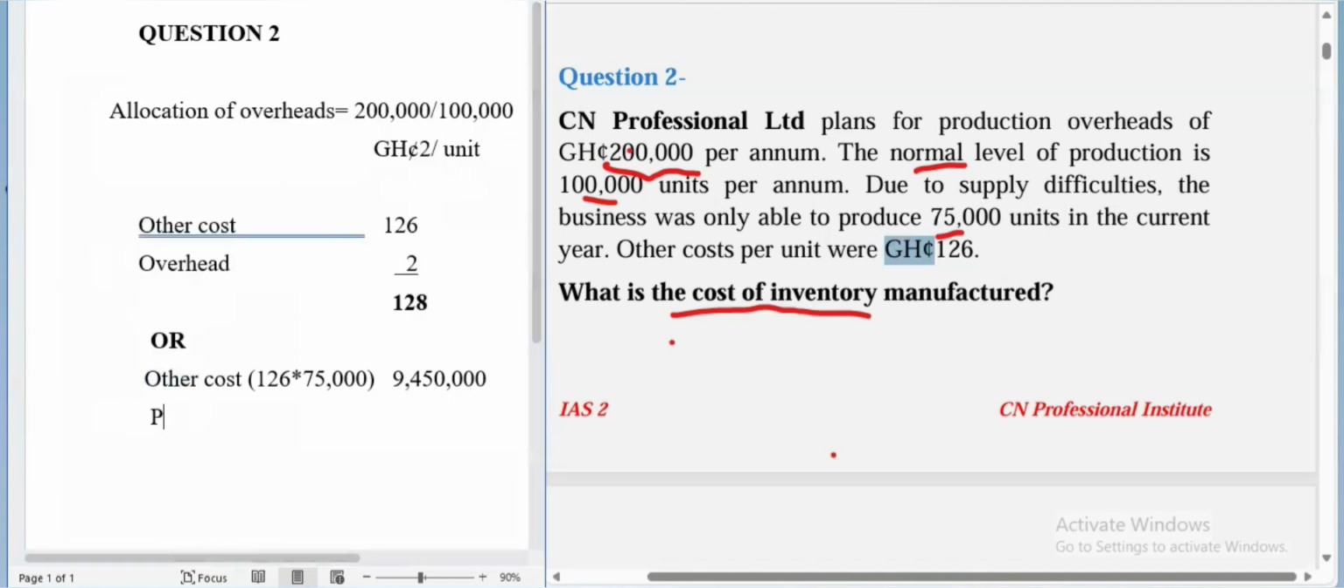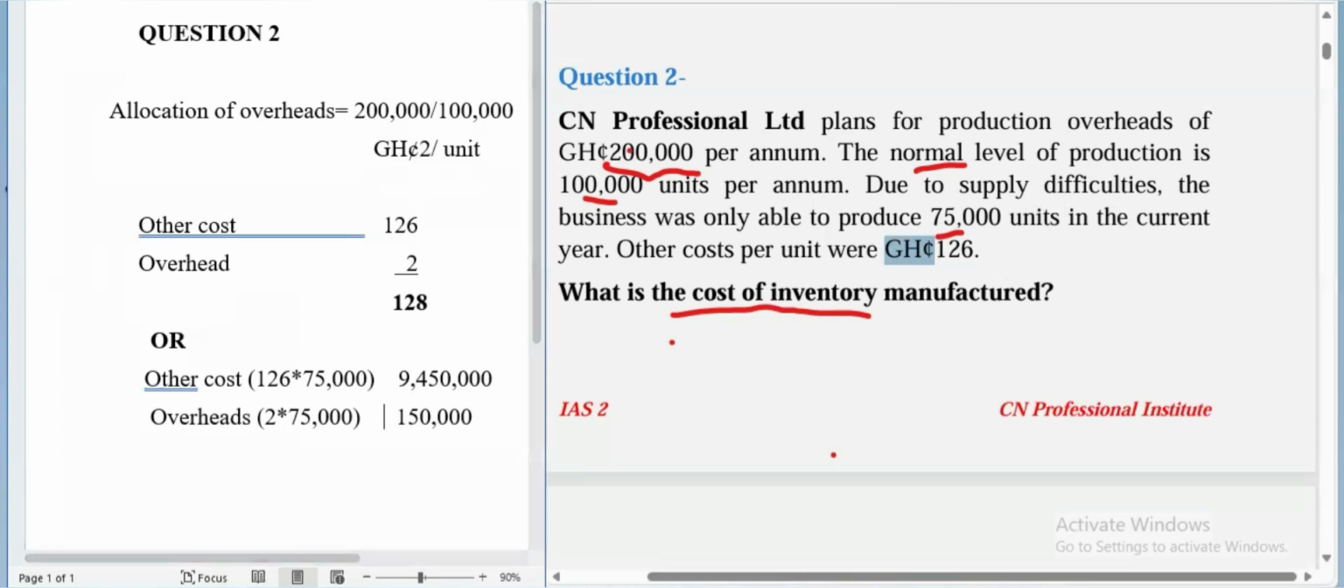Then production overheads. So our overhead per unit is what? 2 cedis. Don't forget, 2 cedis per unit. Then we multiply it by the number of units we are producing, 75,000, and that gives us 150,000 if I'm right. Good. So these are the two items.